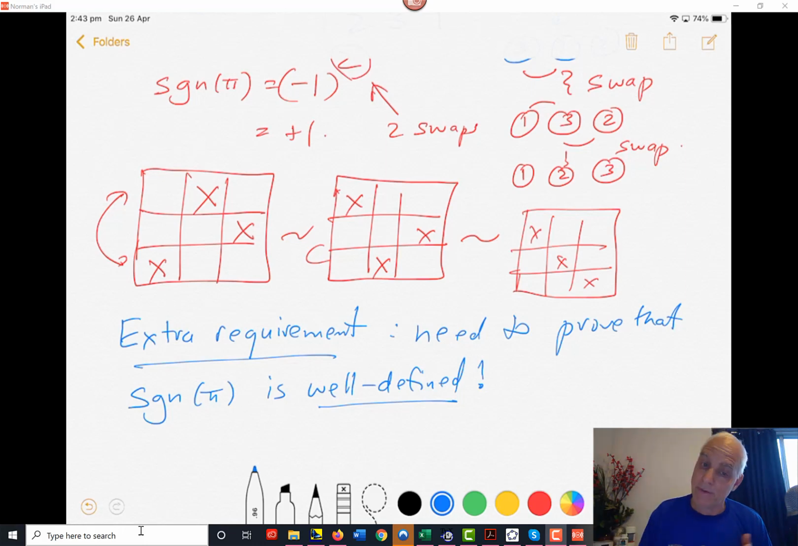But now you could come along to the same permutation and get back to the identity in a more efficient way. Maybe it will take you only 11 swaps. Okay, you can somehow get back to where you started with 11 swaps because you're more clever. Then you would also calculate that the sign is minus 1 to the 11, which is also minus 1. So we were in agreement. So the theoretical requirement here is to prove that the sign of pi is actually well defined.